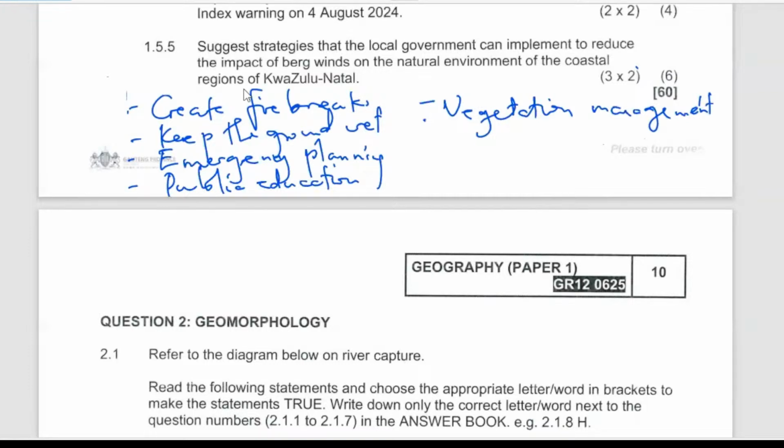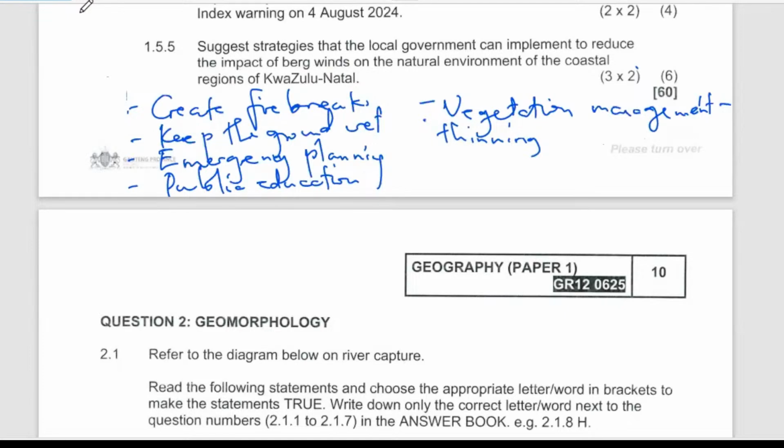Right, we can plan well ahead before the veld fires are likely to spread. For example, we can do thinning of vegetation to reduce the impact. If vegetation is thinned, it means the impact of the veld fires, if they happen to exist, will be lessened because there will be less matter to be burnt, and the spreading of the fires will be limited, right? So those are some of the strategies that can be put in place to try and limit the impact of the Berg winds on the natural environment.